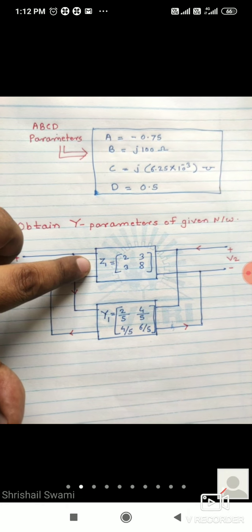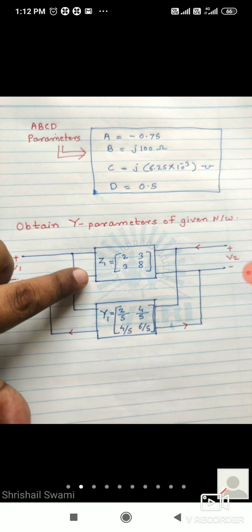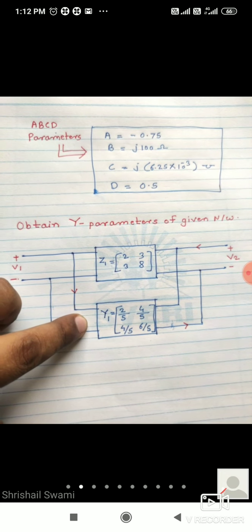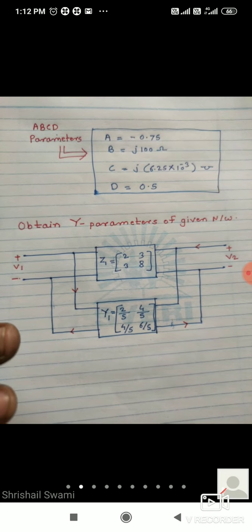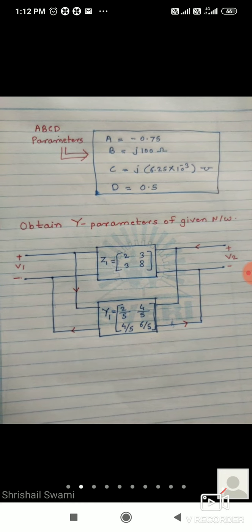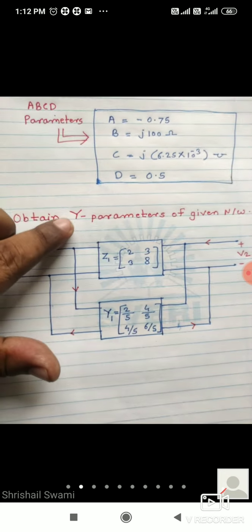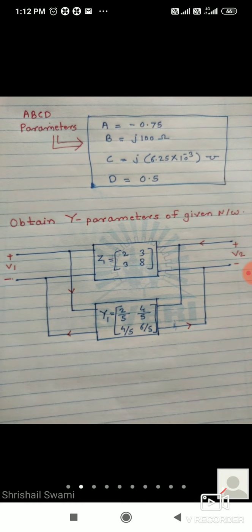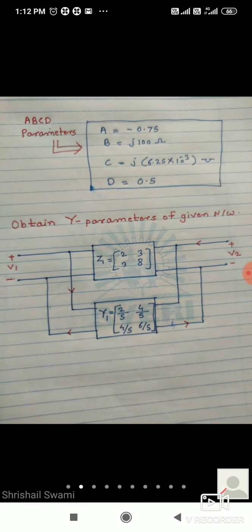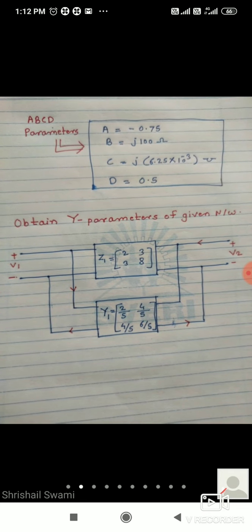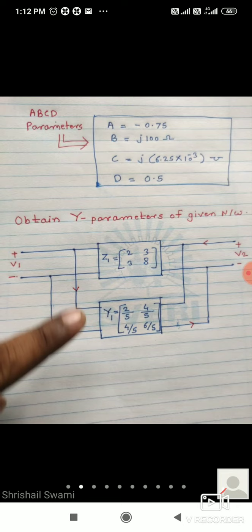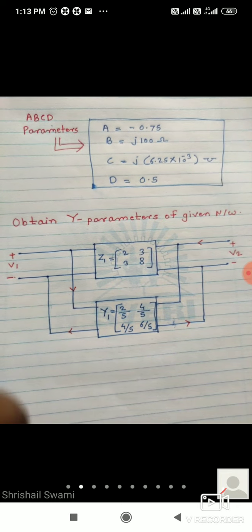ह्याला नेटवर्क X म्हणूया, ह्याला नेटवर्क Y म्हणूया. So network X and network Y are connected in parallel. Parallel connection साठी कुठला parameter use करतोय आपण? Y parameter, and that is what is asked. So you have to find out the Y parameters of the parallel combination of network X and network Y. X आणि Y असं दिलेलं नाहीये. We have to consider it. So you have to start with the solution like this.